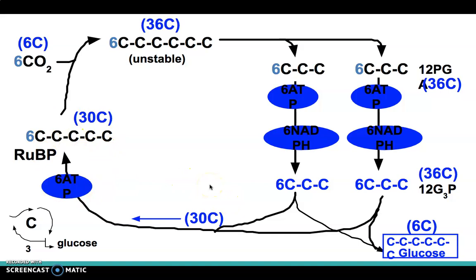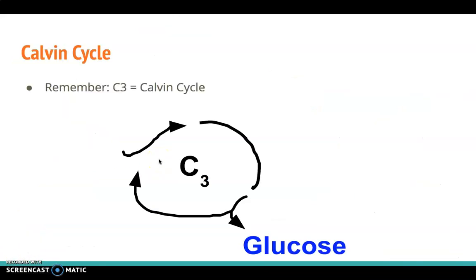So this is nothing new. This is what you've learned about the Calvin cycle, which is also known as C3 photosynthesis. So again, remember, C3 equals the Calvin cycle.